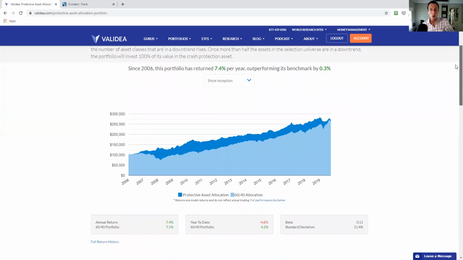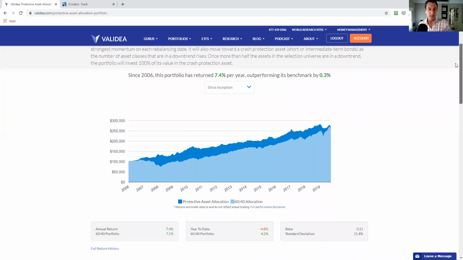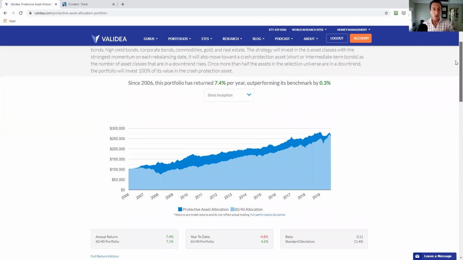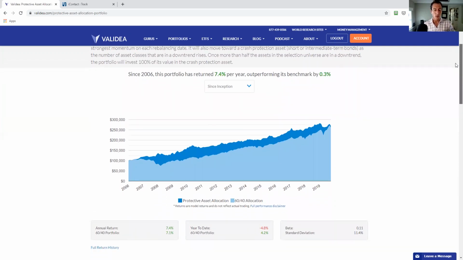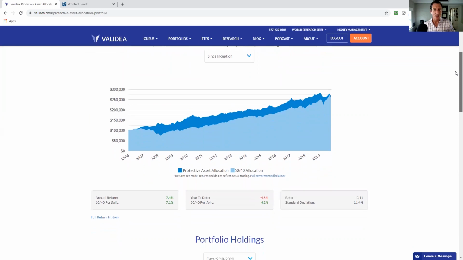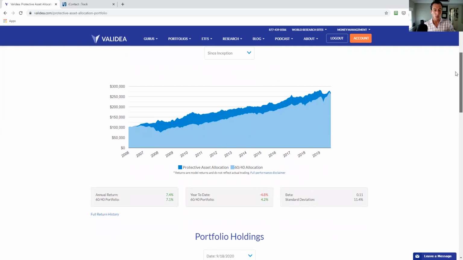And then it says, I want this strategy to be invested in the 6 asset classes that are exhibiting the strongest momentum. So again, this momentum idea is coming back in with this strategy. It's going to allocate you to the areas of the market that are exhibiting the most price strength.